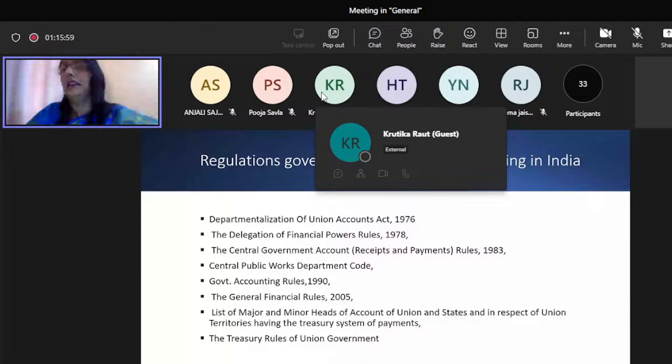Now, these are certain terminologies you may come across when you are doing government finance or dealing with government finance.